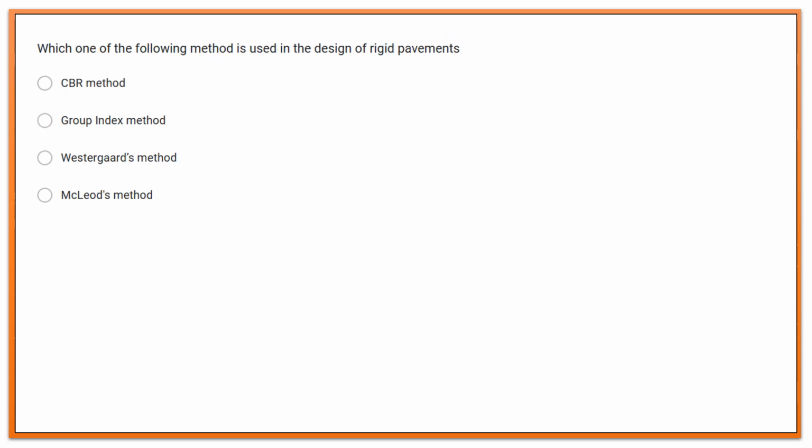Then the last question from this test series: which one of the following methods is used in the design of rigid pavement? For the design of rigid pavement, the method is the Westergaard method. So here option number C is correct.